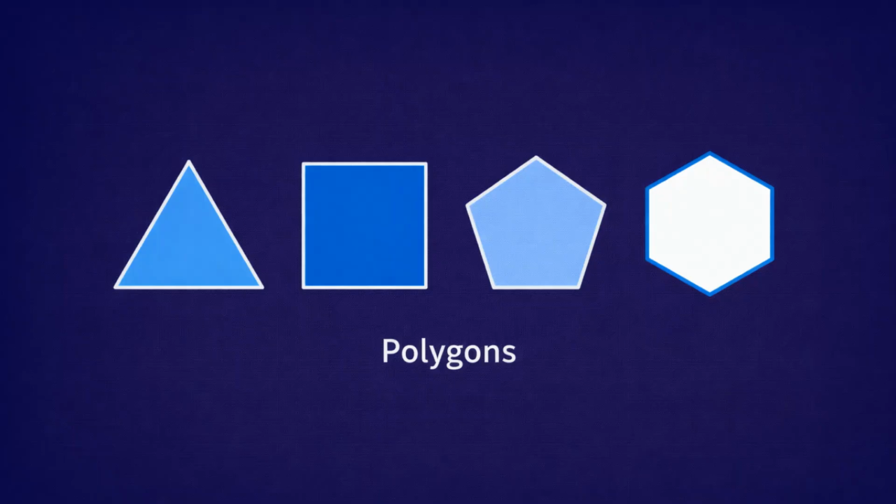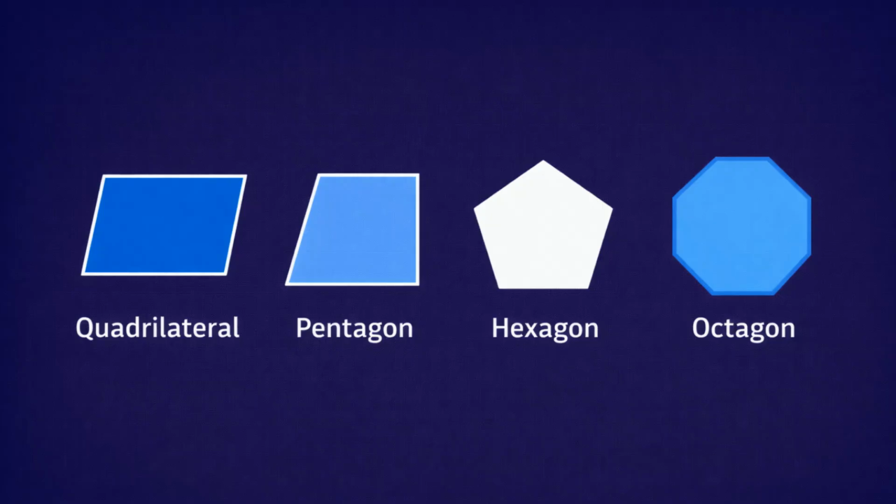A polygon is a closed shape made of straight line segments. Closed means there are no gaps, and straight line segments means no curves. Triangles are polygons, but polygons can have more than 3 sides.